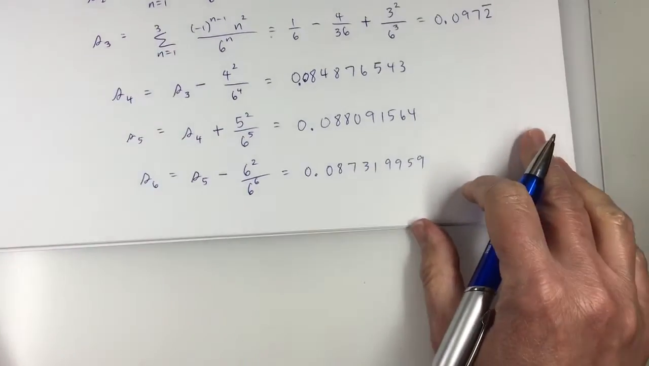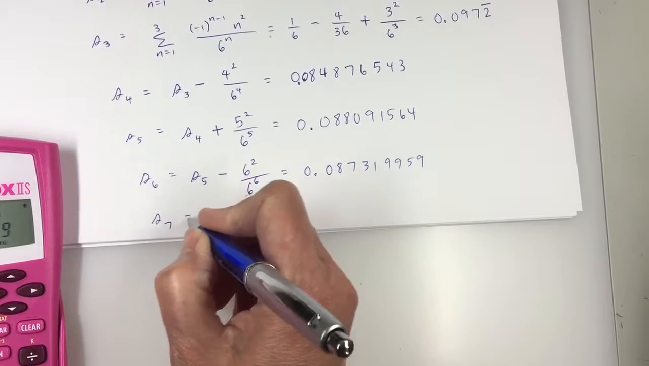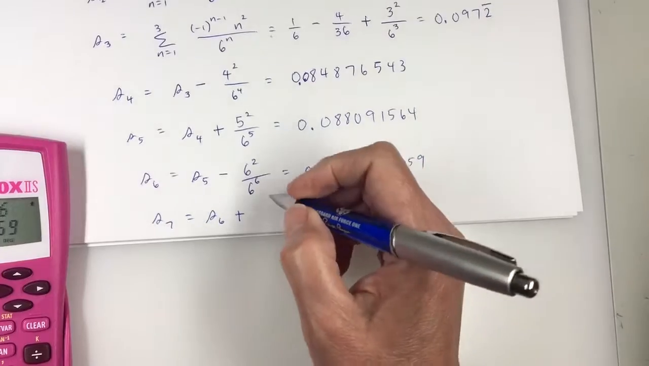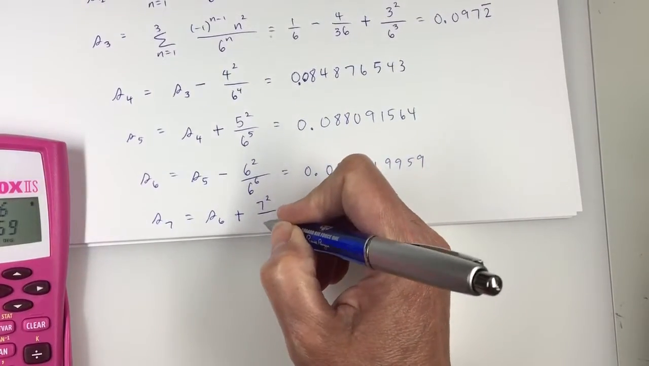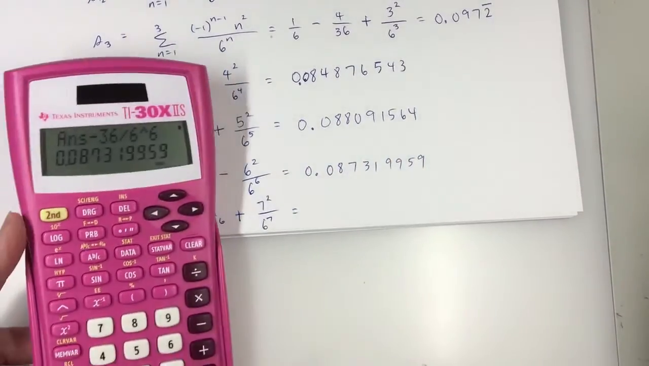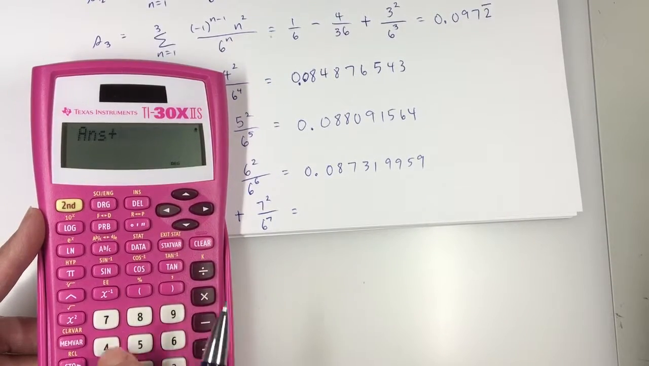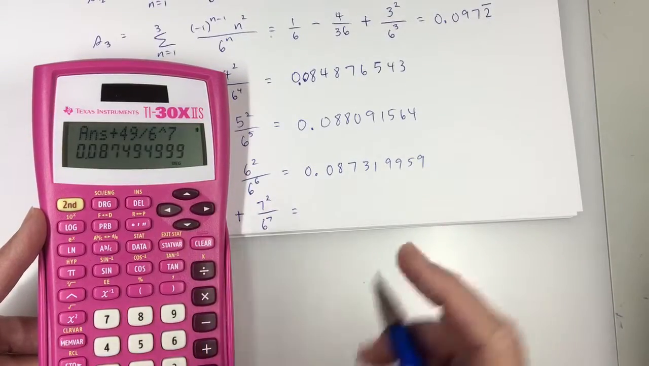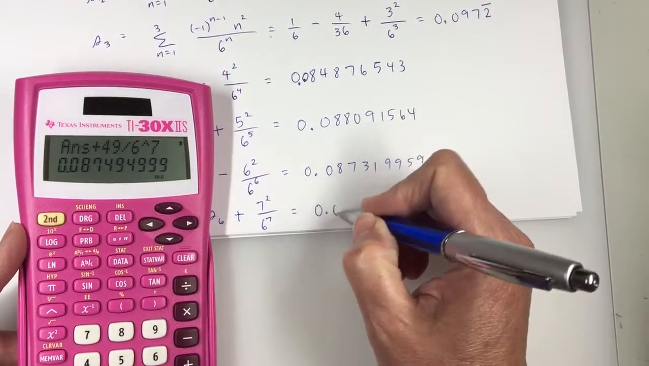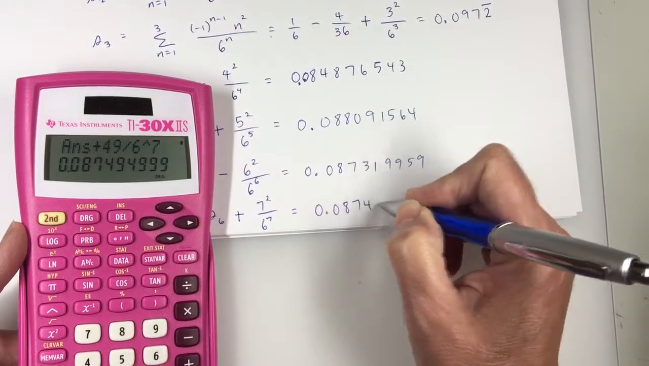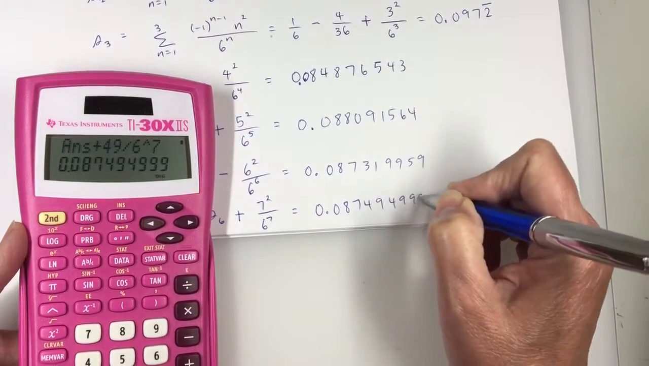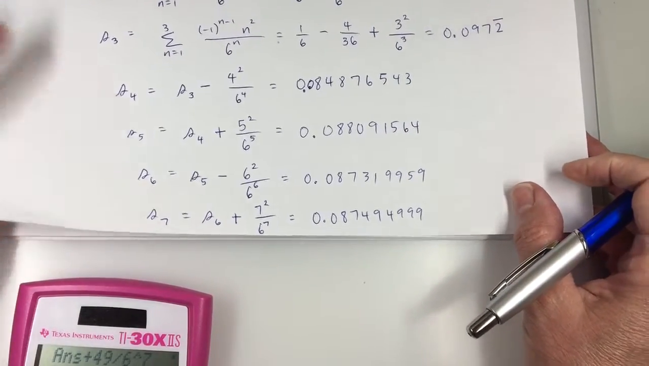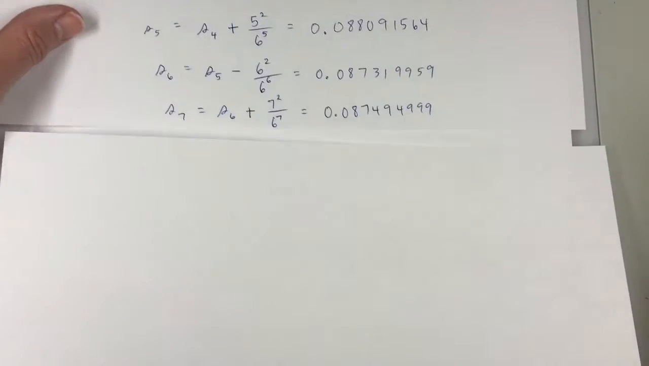0.087319959. Okay, S sub 7 is S sub 6 plus 7 squared over 6 to the 7th, plus 49 divided by 6 raised to the 7th. And we have 0.087494999. I will go with one more, although I have a hunch that we probably have done enough.